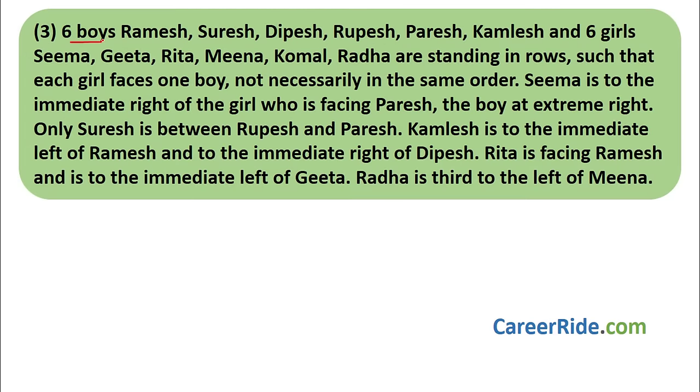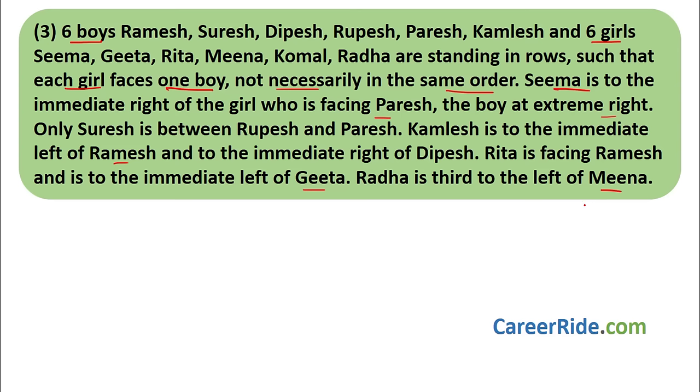Question number 3. 6 boys, Ramesh, Suresh, Dipesh, Rupesh, Paresh, Kamlesh, and 6 girls, Seema, Geeta, Rita, Meena, Komal, Radha, are standing in rows such that each girl faces one boy, not necessarily in the same order. Seema is to the immediate right of the girl who is facing Paresh, the boy at extreme right. Only Suresh is between Rupesh and Paresh. Kamlesh is to the immediate left of Ramesh and to the immediate right of Dipesh. Rita is facing Ramesh and is to the immediate left of Geeta. Radha is third to the left of Meena.